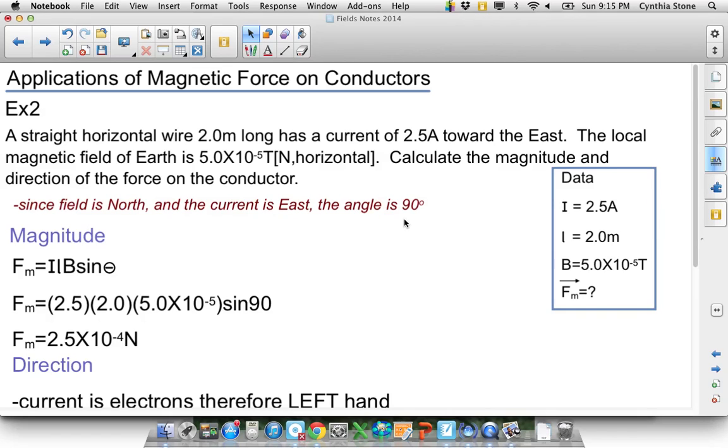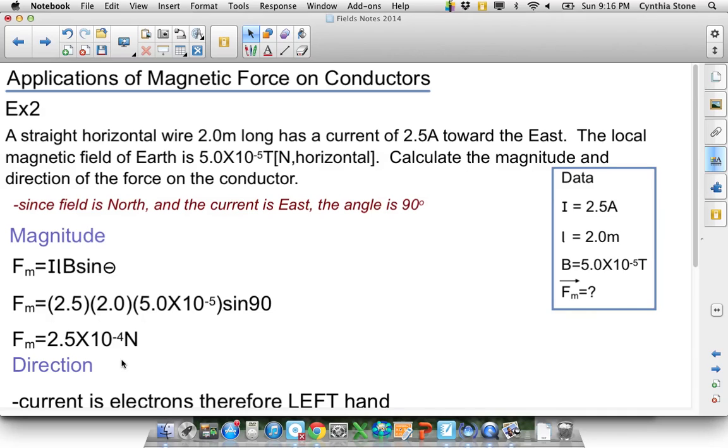I haven't really done many questions like this, but what if I said the current was headed 30 degrees east of north? Well, then we would have an angle, right? And I could have done that, but in this case, finding the magnitude, just sub in the numbers. Pretty easy, it's in newtons.